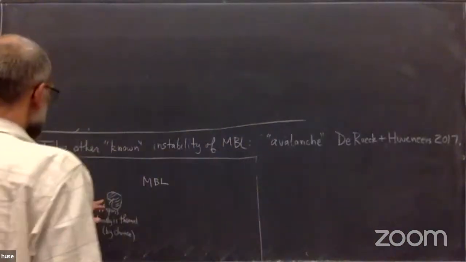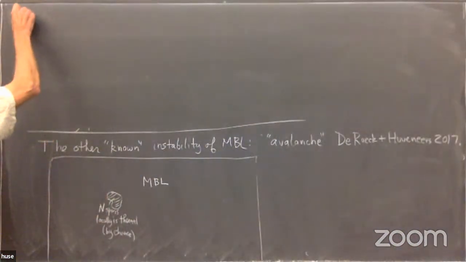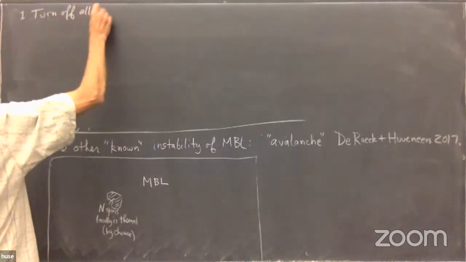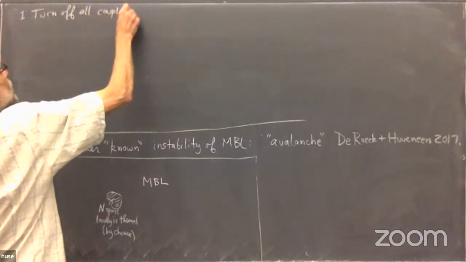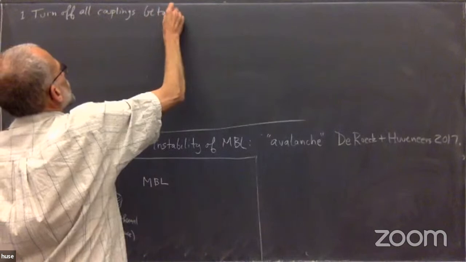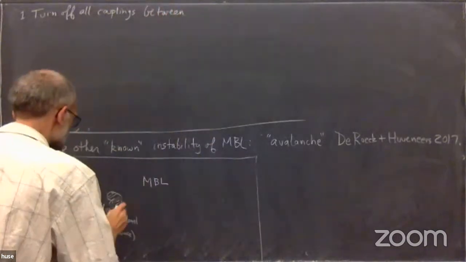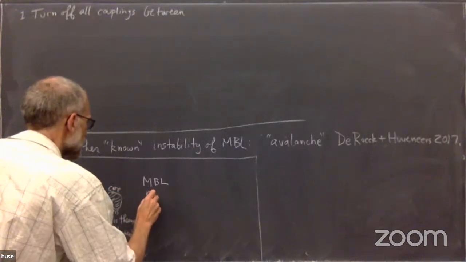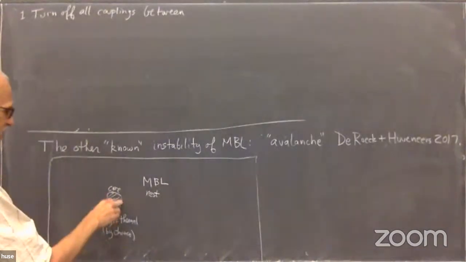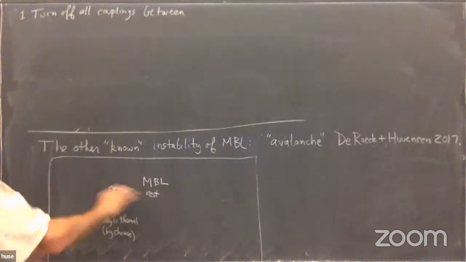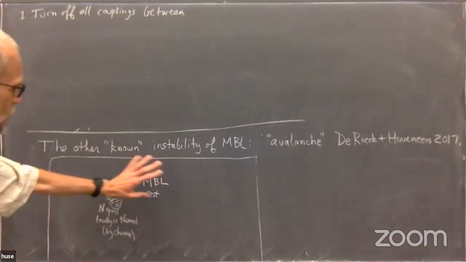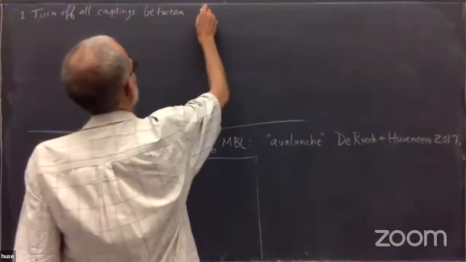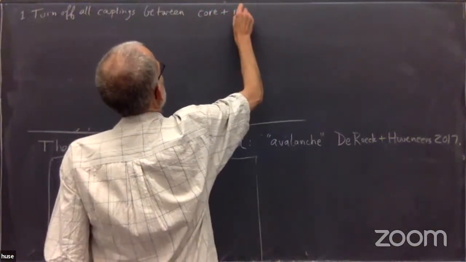Okay, so the way I like to discuss this is this way. So one, turn off all couplings between our, let me call this the core. And I'll call this the rest. So the core is the spins in this region which locally thermalizes, and the rest is all the other places which would be MBL if it weren't for this core here trying to thermalize them. So between core and rest.